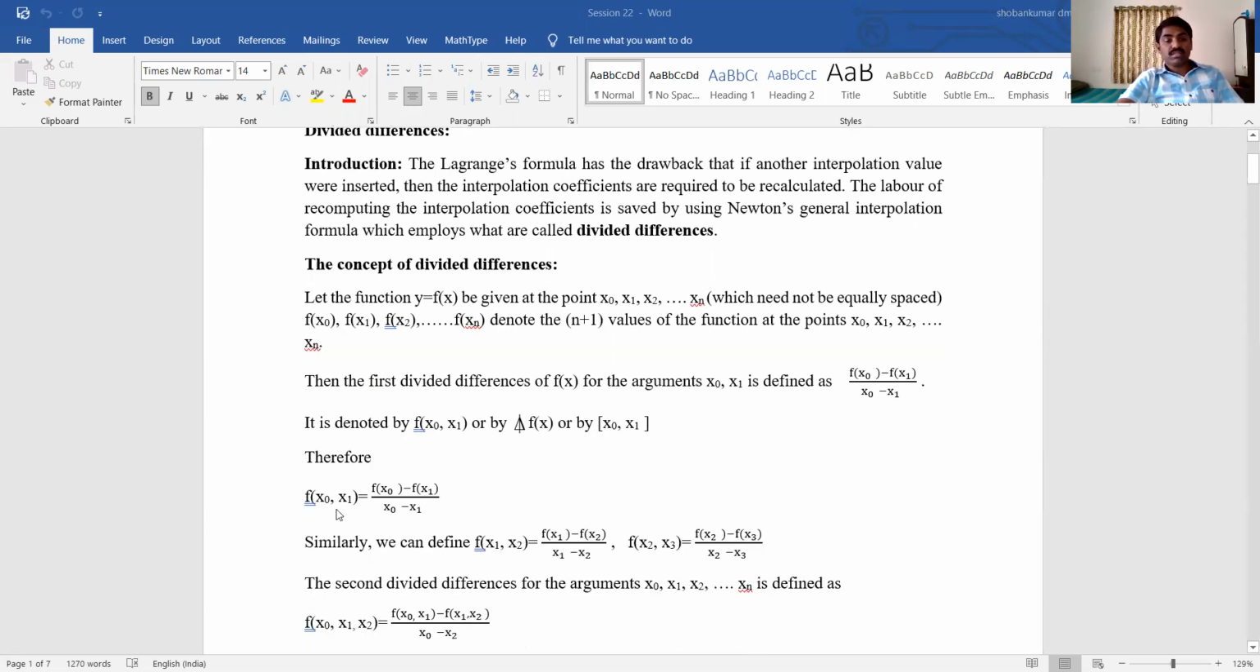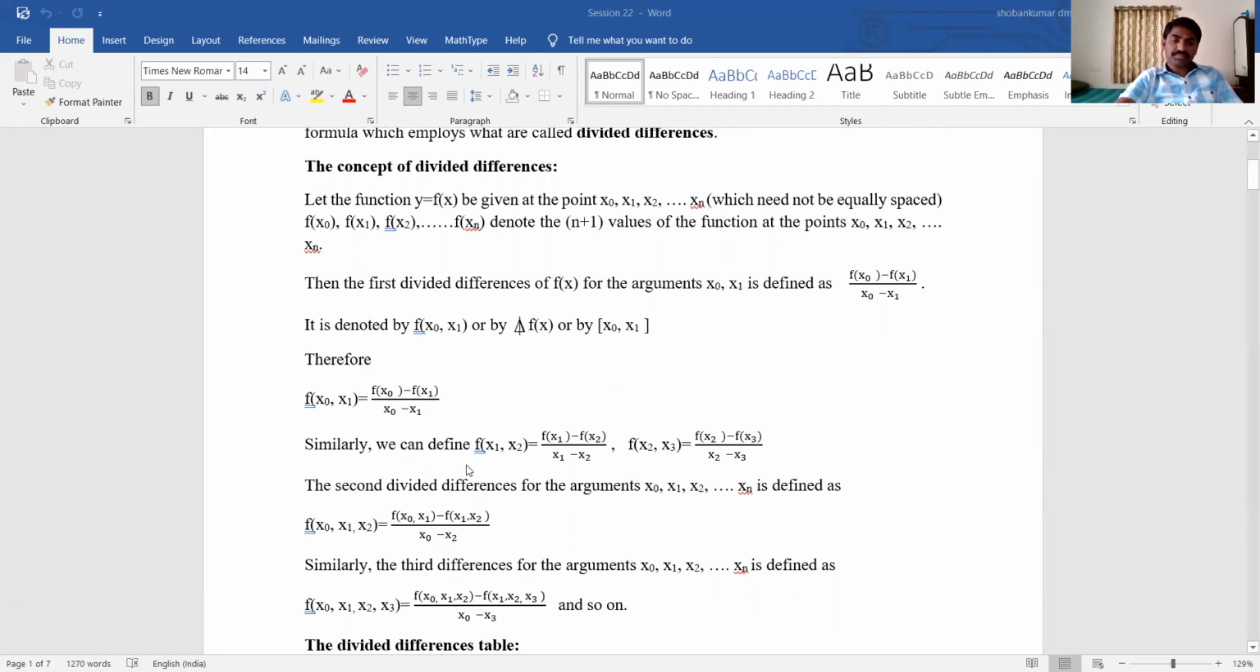Therefore, f of x0 comma x1 is equal to f of x0 minus f of x1 divided by x0 minus x1. Similarly, I can define f of x1 comma x2 as f of x1 minus f of x2 divided by x1 minus x2, or f of x2 minus f of x1 divided by x2 minus x1. And f of x2 comma x3 is equal to f of x2 minus f of x3 divided by x2 minus x3. These are the first divided differences.